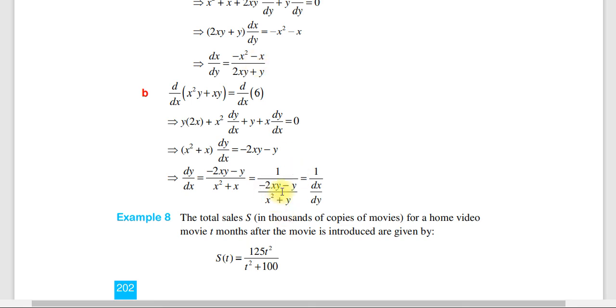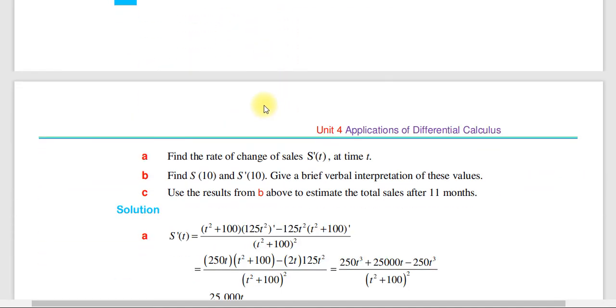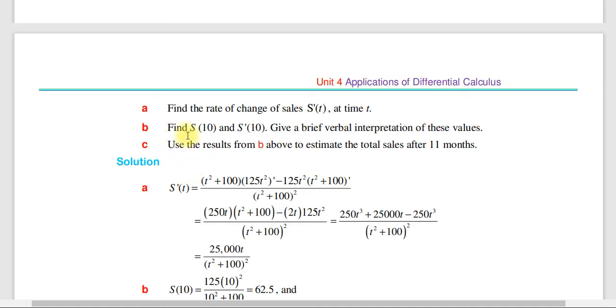So we can express it like this. Example: the total sales S, in thousands of copies of a movie for home video movie teams after the movie is introduced, are given by S(t) = 125t² over t² + 100. We answer three questions in this example. First, find the rate of change of sales, S'(t), at time t. Then find S(100), S(10) and S'(10), and give a brief verbal interpretation of this value. Then use the result from part b above to estimate the total sales after 11 months.